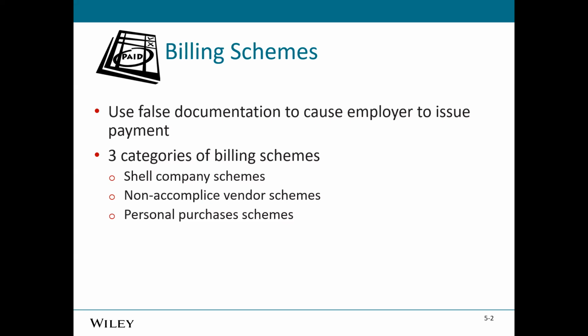So the first is shell companies, when we create a fake company for the sole purpose of deceiving our employer. Non-accomplice vendor schemes, when we have legitimate vendors and we circumvent certain procedures in order to use those to gain access to some of those funds. And then personal purchase schemes, that's when we're using our own credit card or paying our own personal expenses with the company card. That's an example of that.